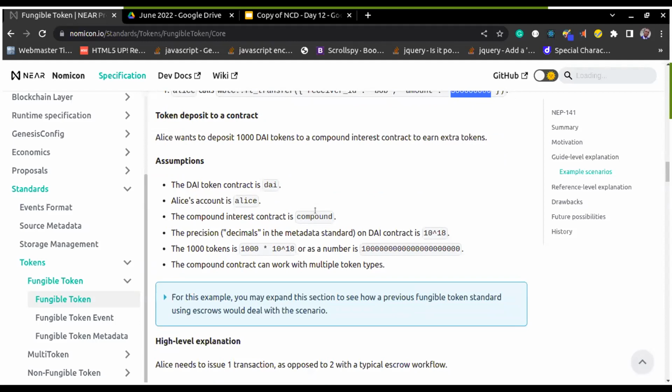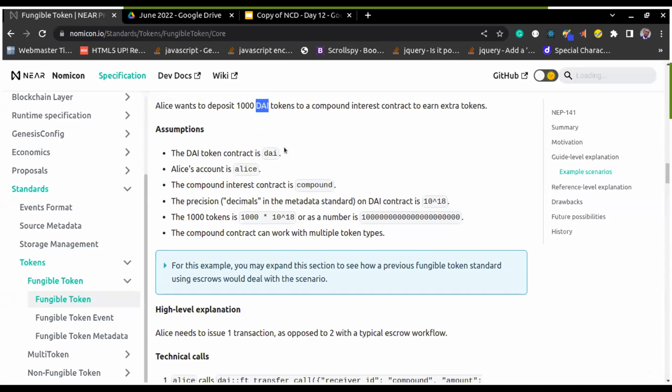Now, token deposit to a contract. So a scenario is also given right here. Alice wants to deposit 1,000 DAI tokens, so the token name is DAI, to a compound interest contract to earn some extra tokens, okay? So the DAI token contract is deployed at this account ID or wallet address. And Alice's account is Alice, and the compound interest smart contract is at this address as well. The precision is given, and the 1,000 tokens would be what is listed right here after the multiplication.